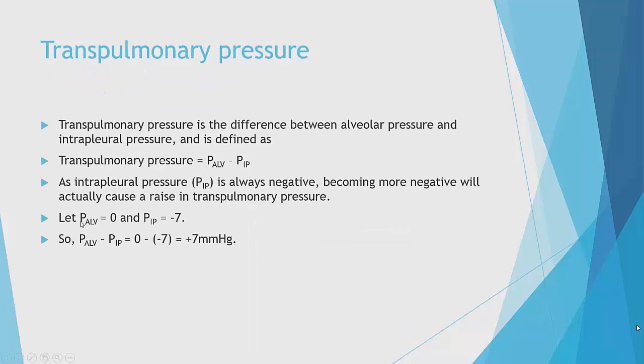If you want to put that into an equation, let your alveolar pressure P alv be 0, and your intrapleural pressure be -7. So 0 minus -7 gives you a value of +7 millimeters of mercury, which is a standard measure of pressure. The pressure inside the pleura is always negative. If it becomes more negative, it's actually going to cause an increase in transpulmonary pressure. If that value changed to -8, that would cause the transpulmonary pressure to be +8.